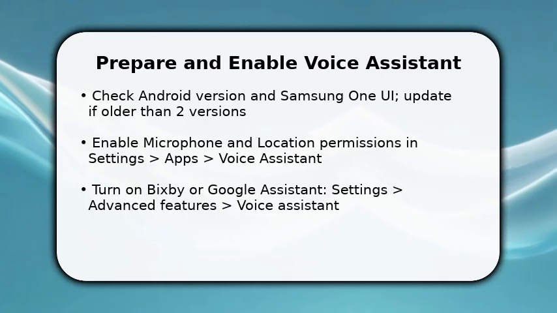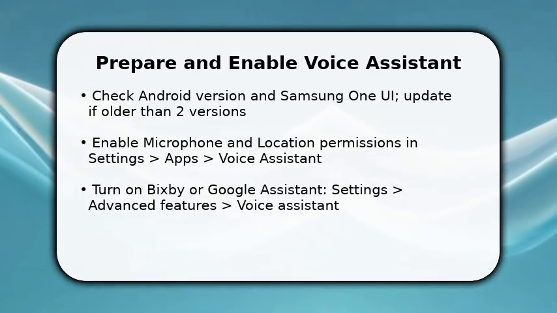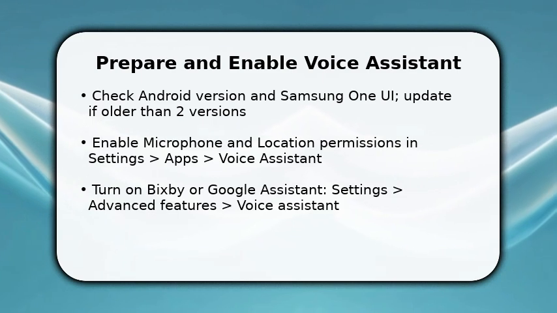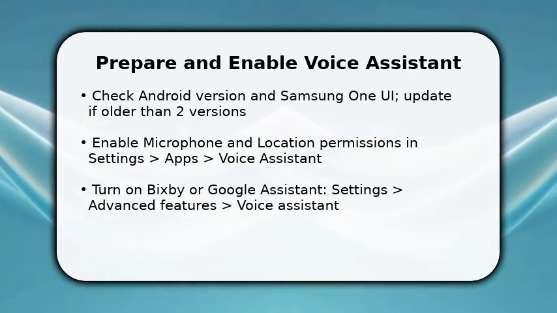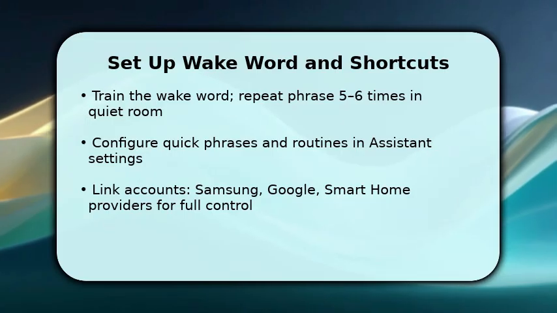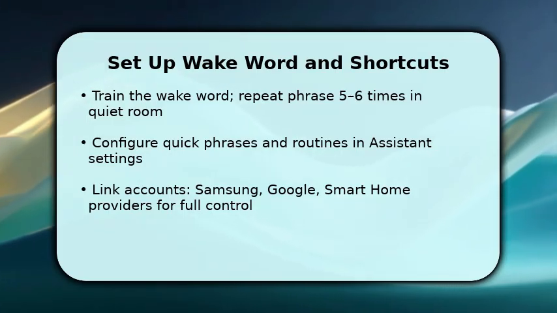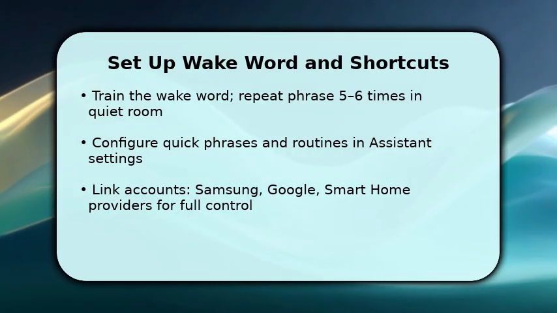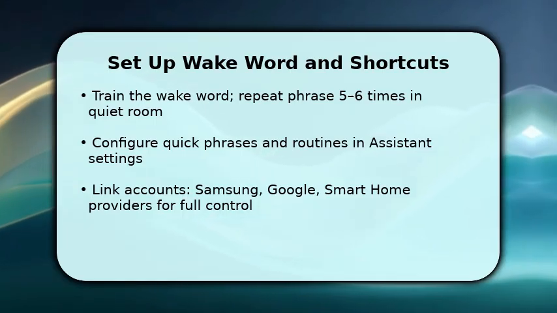This lets the assistant hear you and access needed services, so commands will be processed reliably and responses will match your context. Next, train the wake word and personalize how the assistant responds. Speak the wake phrase 5-6 times in a quiet room so recognition improves.